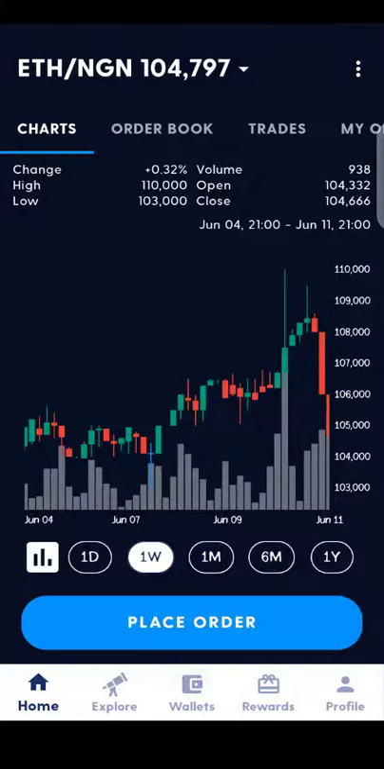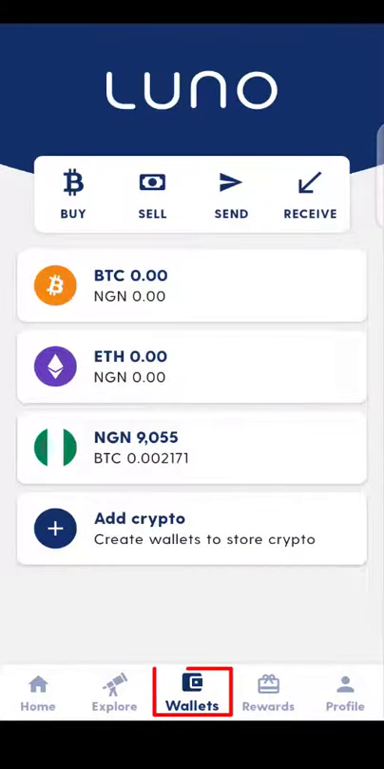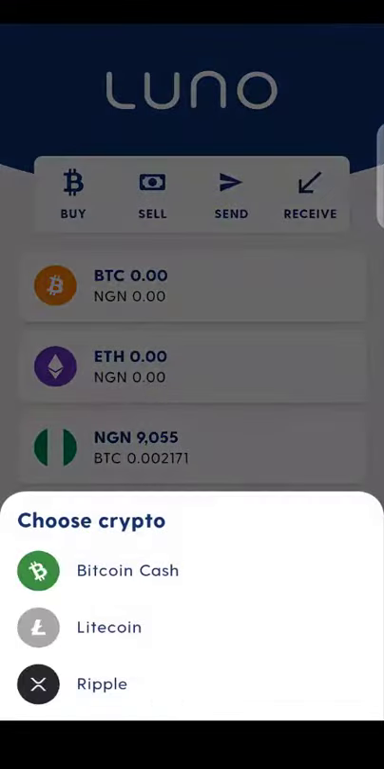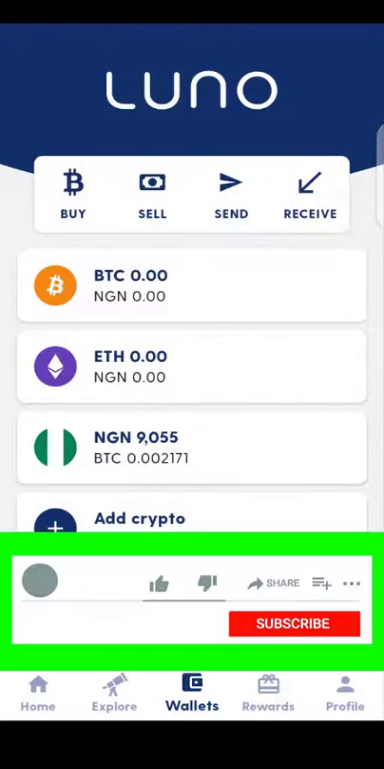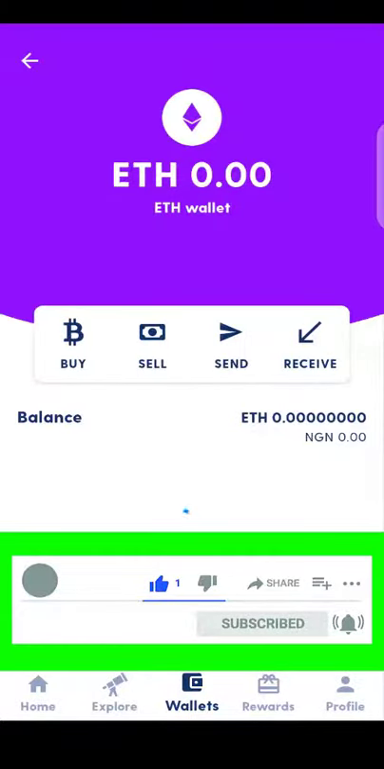So click on wallet. When you log into your Luno account, you see this is the money we deposited initially. So I want to buy Ethereum. You can add more crypto from here where they have Bitcoin cards, they have Litecoin, they have Ripple. So I'm interested in these two, BTC and Ethereum. So click on Ethereum, then you say buy. We are buying Ethereum.